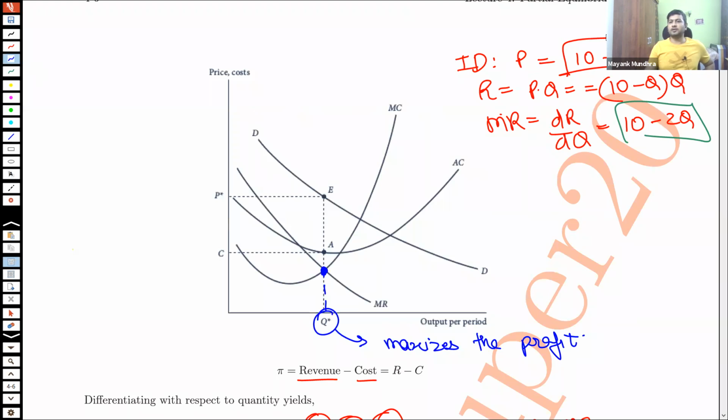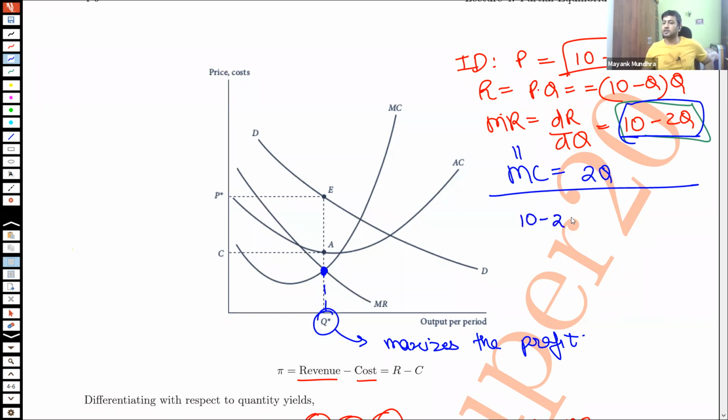So as a quick example, consider this as my marginal revenue curve. Suppose the marginal cost is equal to 2Q. So how do I find my profit maximizing quantity? It's just going to be MR equals MC. So that is 10 minus 2Q must be equal to 2Q, which implies Q must be equal to 10 by 4. So that is 2.5. So 2.5 is the profit maximizing quantity.